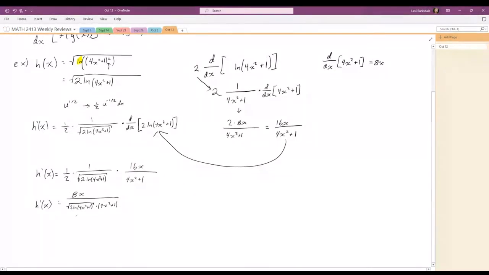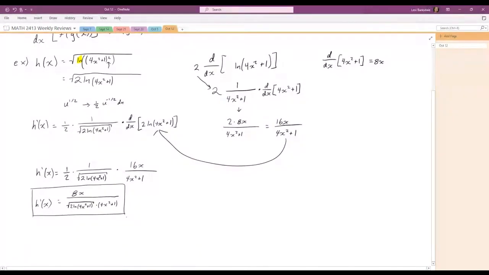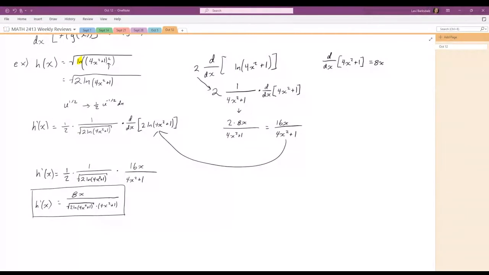Alrighty, any questions? Got one. Using log rules, couldn't I bring the square root as a 1/2 in front of ln?